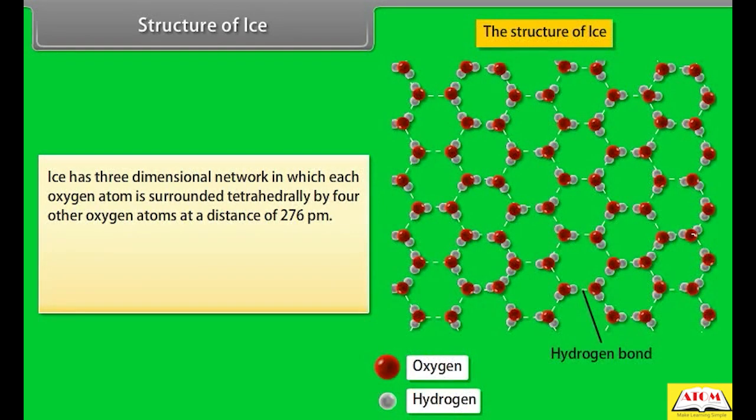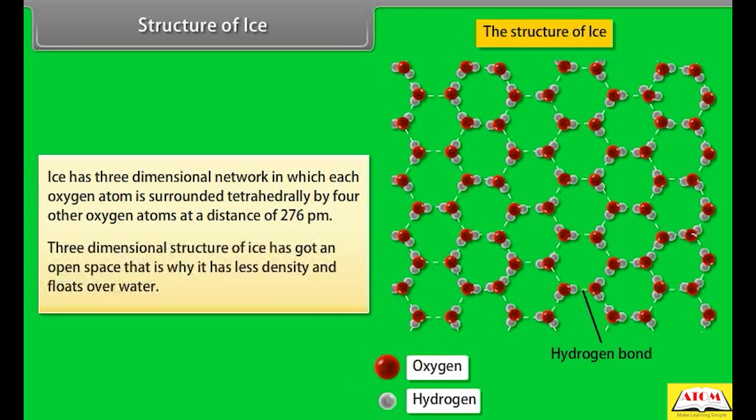Structure of ice. Ice has three-dimensional network in which each oxygen atom is surrounded tetrahedrally by four other oxygen atoms at a distance of 276 picometer. Three-dimensional structure of ice has got an open space, that is why it has less density and floats over water.